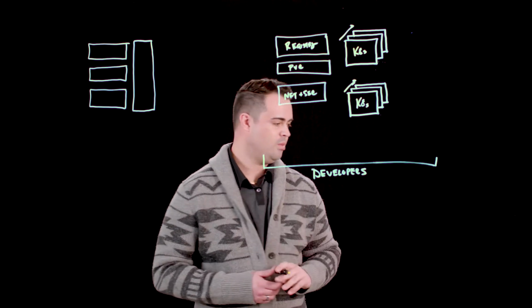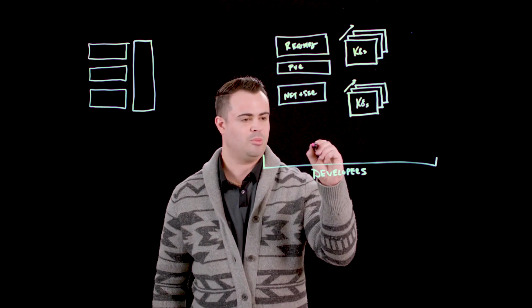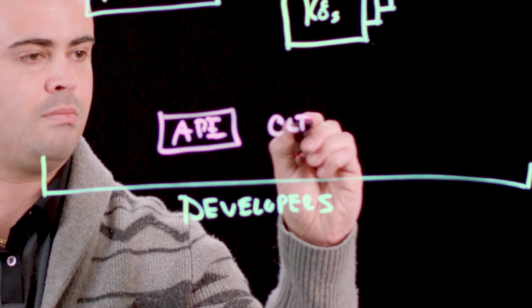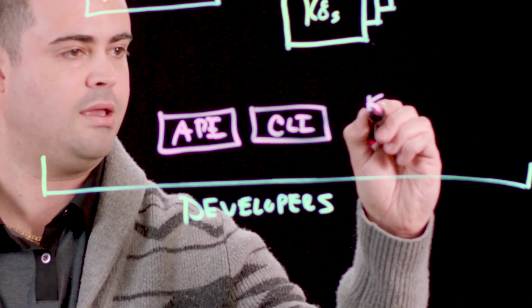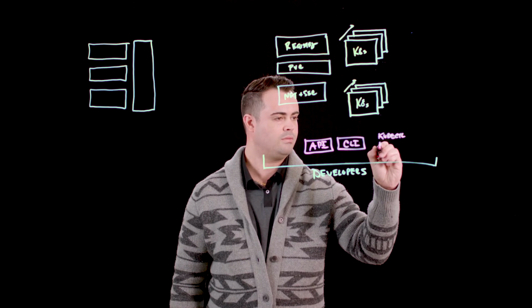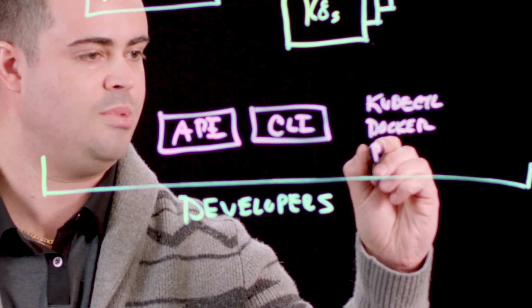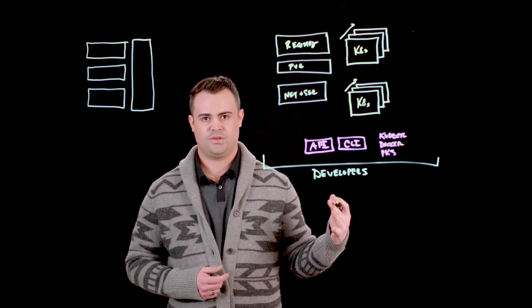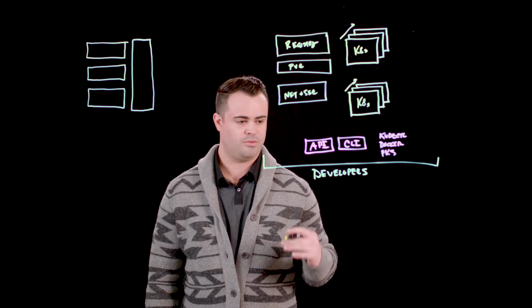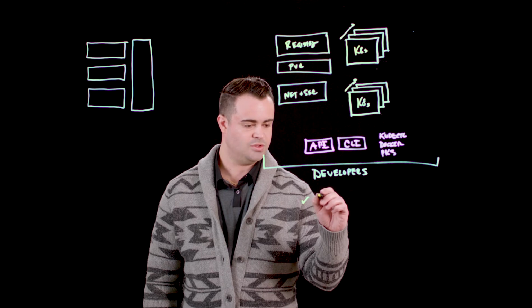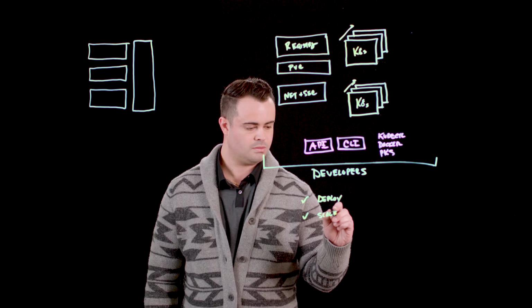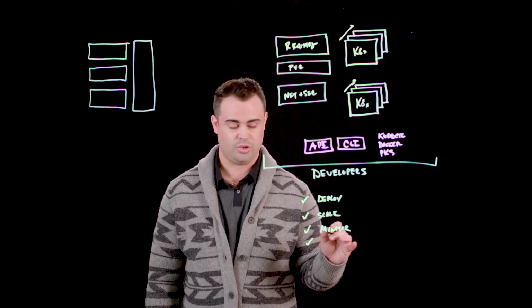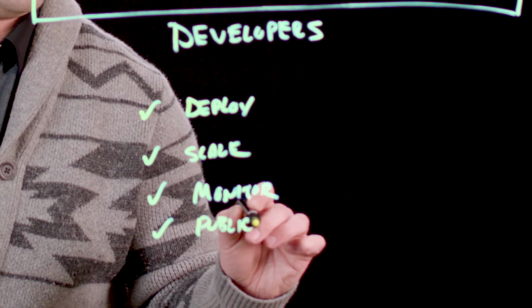And when it comes to consumption, we typically look at a couple different ways, but primarily through API and CLI with tools like kubectl, Docker, and certainly in the case of PKS command. So if we look at what developers are concerned with and what it means for them from an application standpoint, they need to be able to deploy their applications, scale their applications, monitor their applications, and most importantly, they want that public cloud experience.